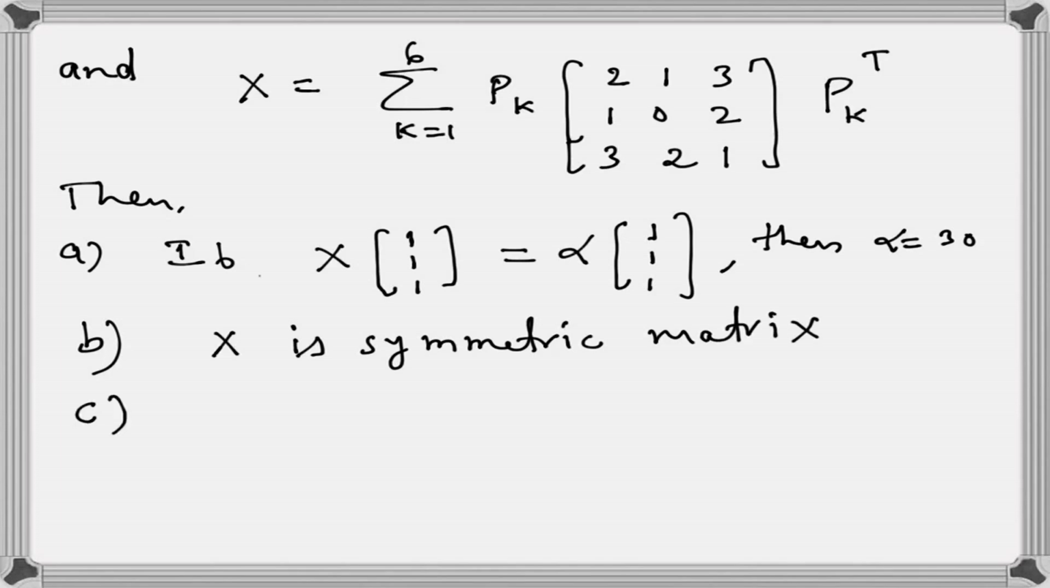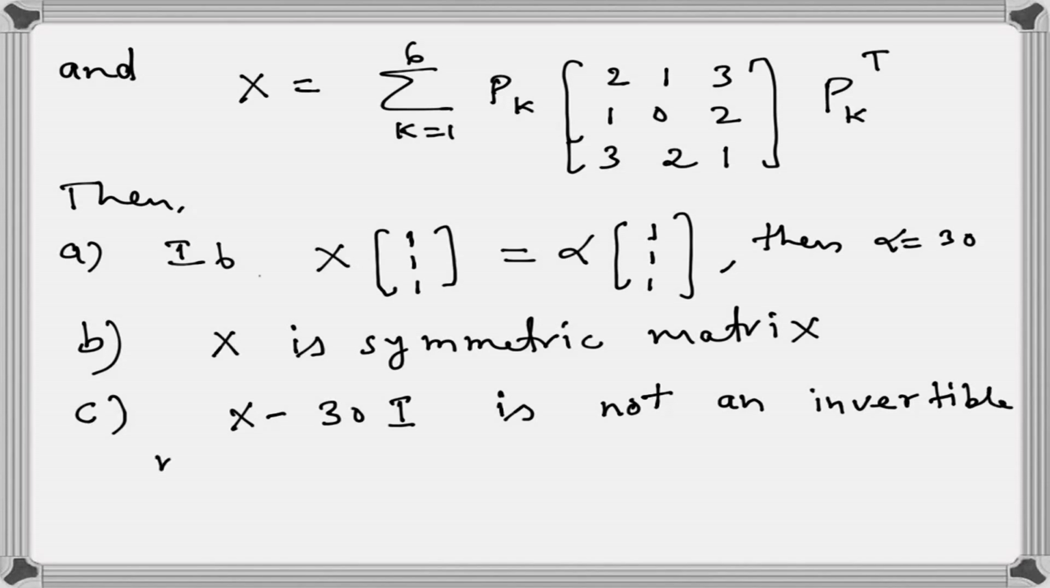Part B is show that X is a symmetric matrix. Part C is X minus 30I is not an invertible matrix. Okay, so let's solve this problem.